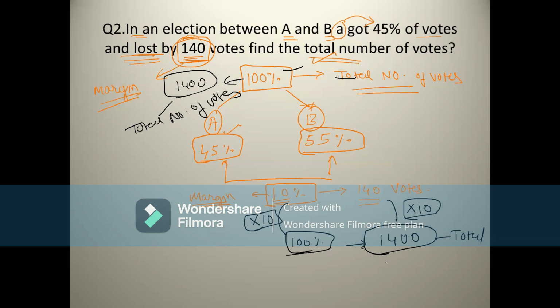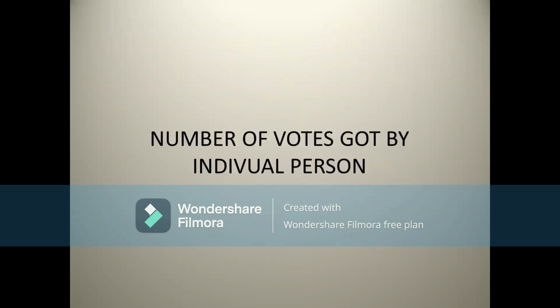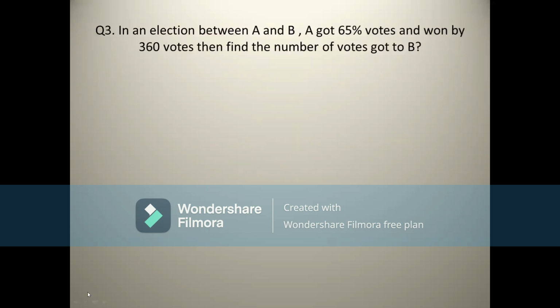Okay. Now we'll move to type 2. Type 2 is the number of votes got by an individual person. We have to find the number of votes got by an individual person. The very first question in this type says: in an election between A and B, A got 65% of votes and won by 360 votes. Then find the number of votes B got.